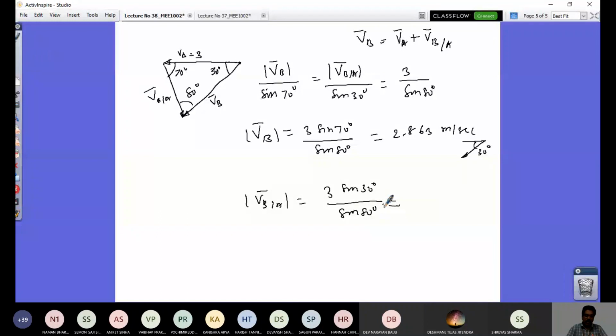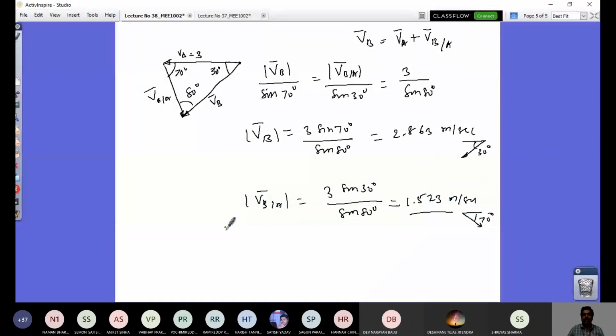And then this you can get: 3 into sine 30 divided by sine 80. That's 1.523 meters per second, and its direction to the horizontal is 70 degrees. This is 70 degrees. So this you have got it.